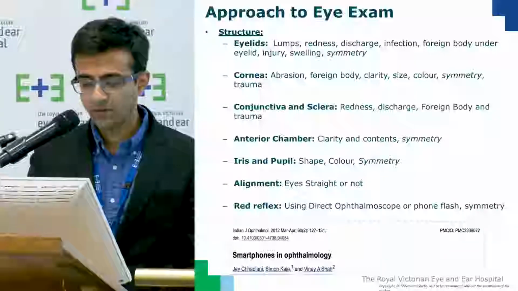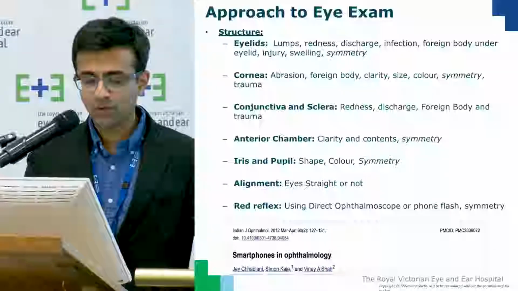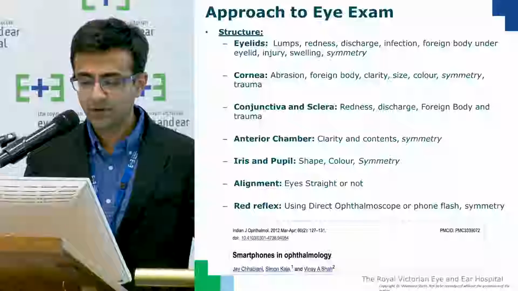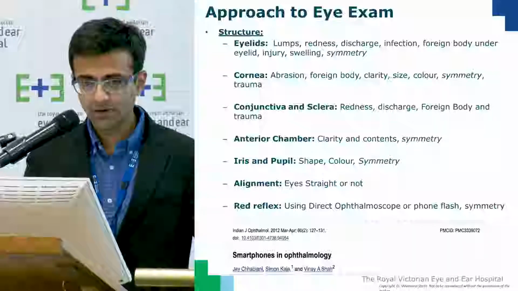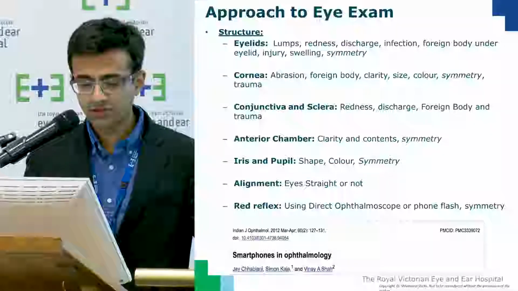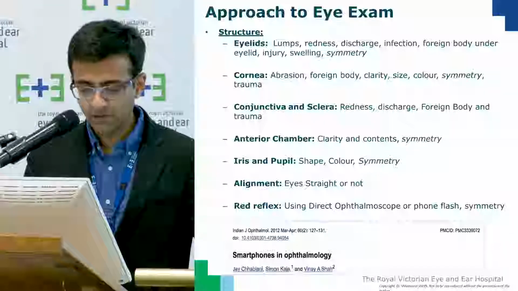You can have conjunctival foreign bodies and trauma. Anterior chamber also, what to look for is basically, is it clear, and does it have any abnormal contents, namely blood or pus within it? Also symmetry, are they equally clear in both eyes? Iris and pupil, are they round? Do they have similar size and shapes and reactivity in both eyes? And alignment of the eyes, are they straight or not?